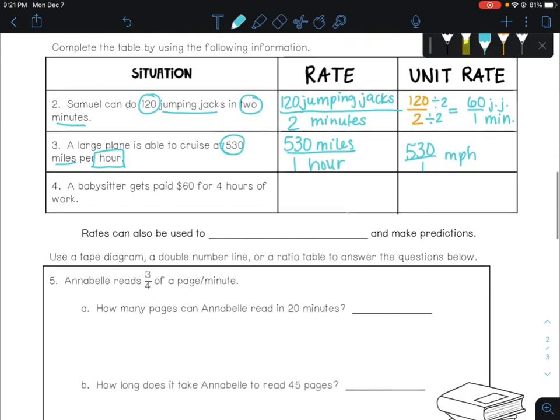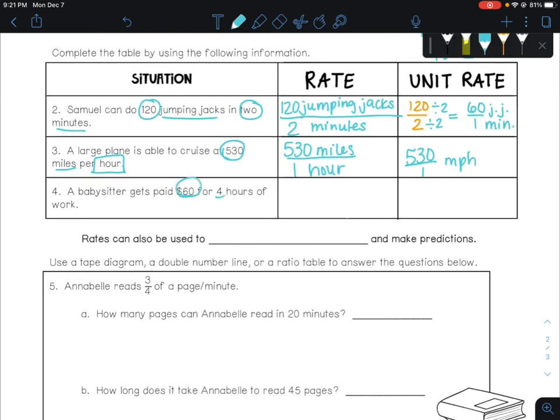Last one, babysitter gets paid $60 for 4 hours of work. So the $60 and then the 4 hours, that's our rate. Okay, now if we want it to be a unit rate, we got to simplify. So I'm thinking, so 60 over 4, I'm going to try 2. Actually, let's try 4, see if we can go all the way there without having to do 2 steps. So 60 divided by 4 is going to be 15. 4 divided by 4 is 1.